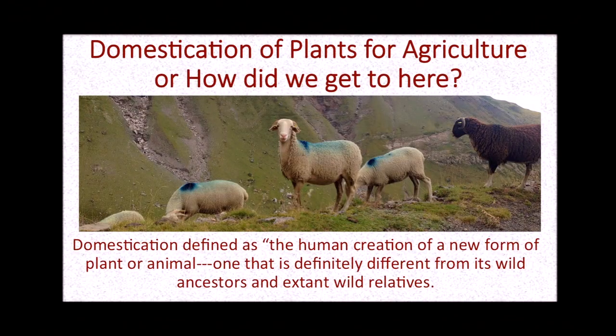How did we get to where we are now? The domestication of plants for agriculture is one that's important. So domestication is defined as the human creation of a new form of plant or animal that is definitely different from its wild ancestors and extant wild relatives.